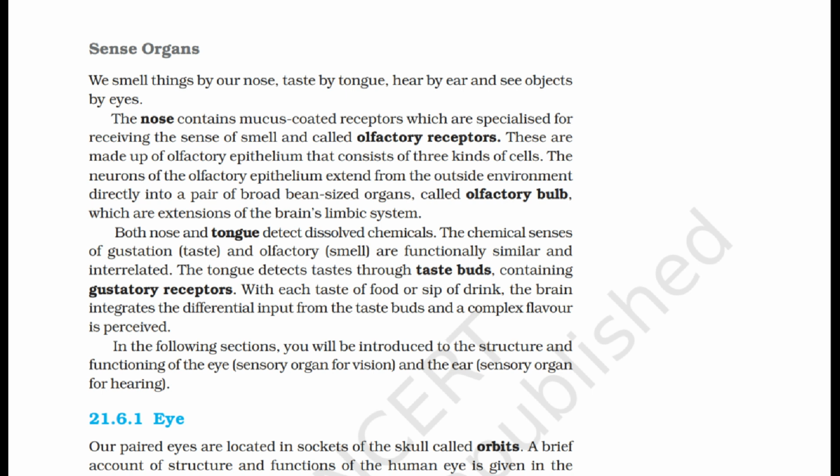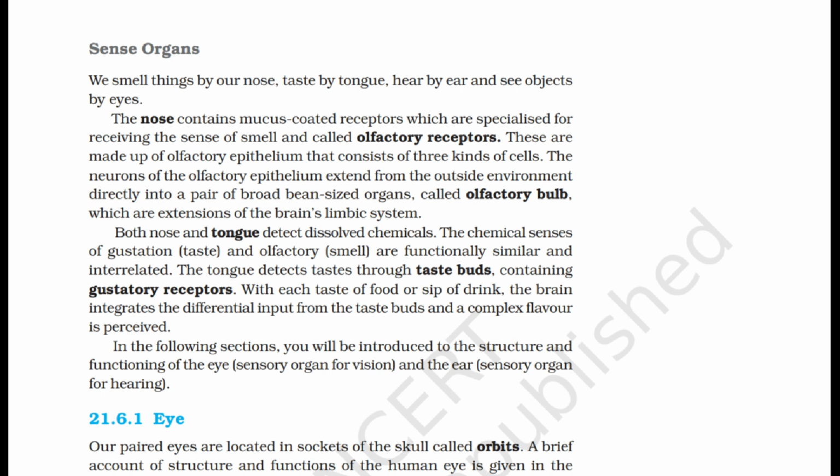Both nose and tongue detect dissolved chemicals. The chemical senses of gustation, taste, and olfaction, smell, are functionally similar and interrelated. The tongue detects tastes through taste buds, containing gustatory receptors. With each taste of food or sip of drink, the brain integrates the differential input from the taste buds and a complex flavor is perceived. In the following sections, you will be introduced to the structure and functioning of the eye, sensory organ for vision, and the ear, sensory organ for hearing.